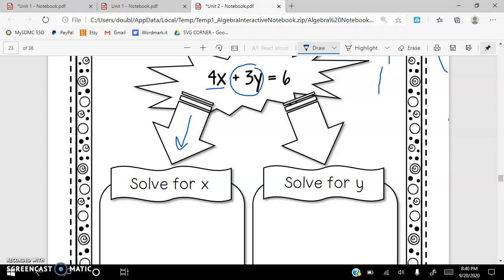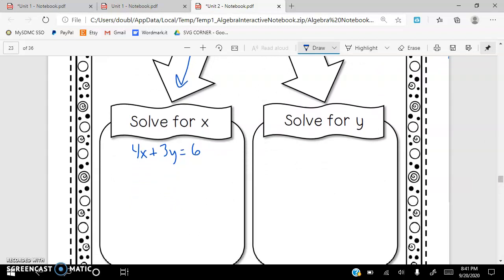So the inverse of, let me write it down here. So I have 4x plus 3y equals 6. Okay, now again, we need to solve for x. So the first thing we need to do is get rid of this 3y. And the inverse of a positive 3y is subtract 3y. We want to do it on both sides of the equal sign. So 3y minus 3y cancels out.